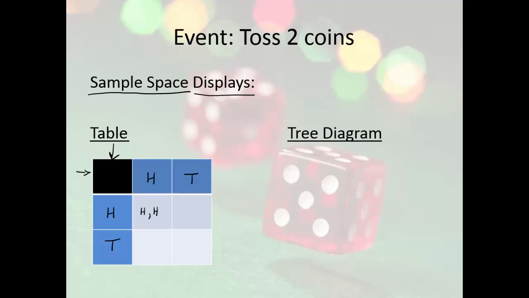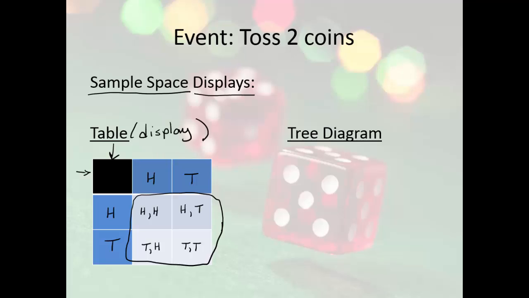All right, now that we have the outcomes for the separate parts of the event, we combine them. Heads, heads is one possible outcome. Heads, tails is another one. Tails, heads, and tails, tails. There are actually 4 outcomes. This is the sample space right here. The table is the display. The sample space has 4 items in it, and that's going to be significant when we calculate probability.